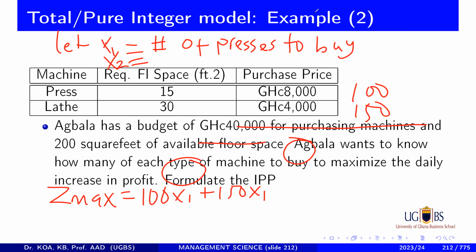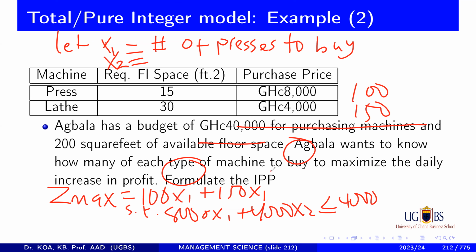What would the constraint for the budget, the price, be? Nathaniel. The constraint for the budget would be 8,000 X1 plus 4,000 X2 less than or equal to 40,000. Good. Who can tell us the floor space constraint? Let's go to Michael Ahmeda.